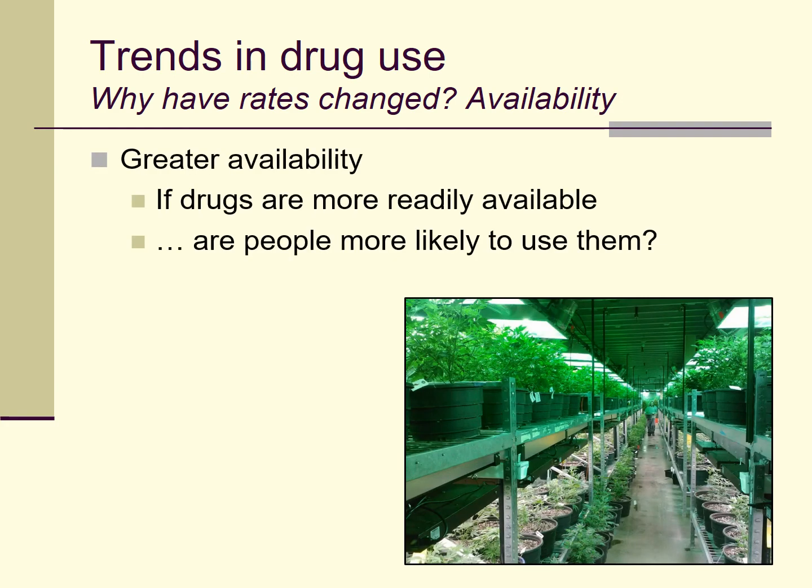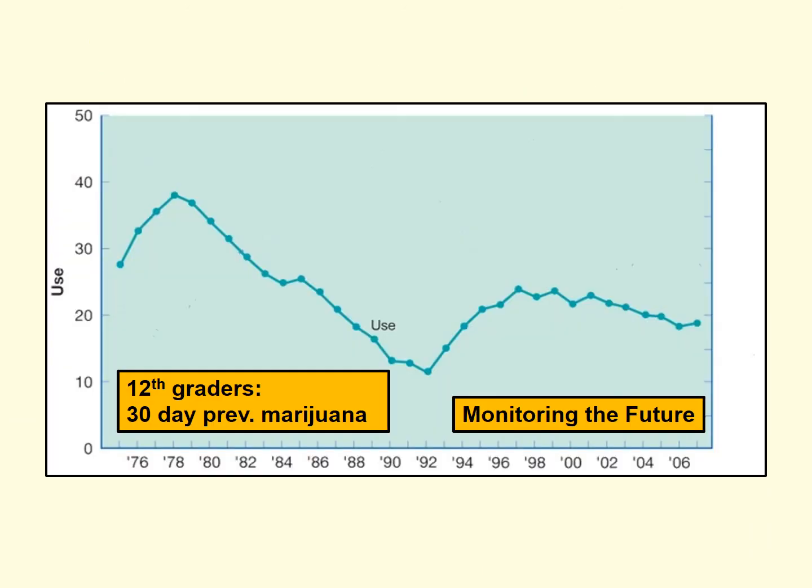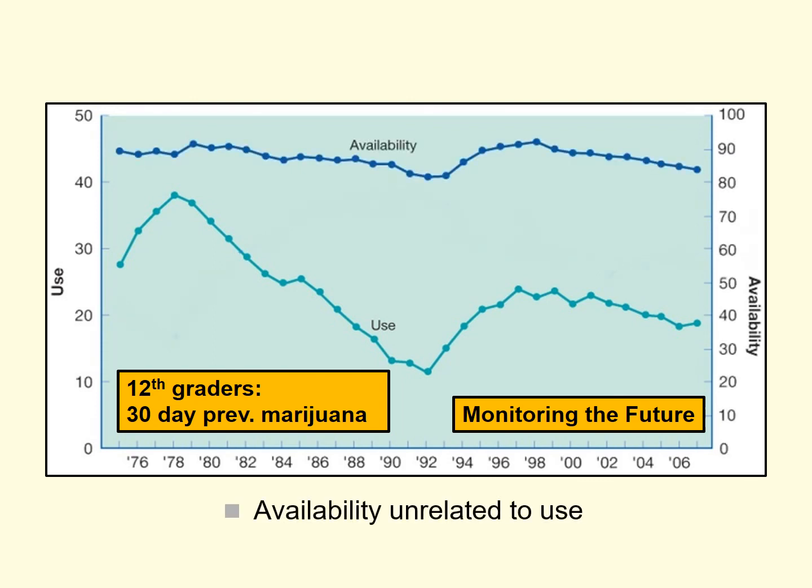Another potential explanation, or another theory you might have thought of, is that availability is causally related to patterns of drug use. And this makes sense, of course. If drugs are more available, maybe people are more likely to use them. During periods of time in history when drugs are less available, maybe people just couldn't get them even if they wanted to use them. Here again, though, if we look at the data we have, this is data from the Monitoring the Future study, and here we're looking at 12th graders and 30-day prevalence of marijuana use. We're looking at people who are relatively regular marijuana users, because they're saying they've used at least within the last 30 days. Here it seems like availability is fairly unrelated to use.